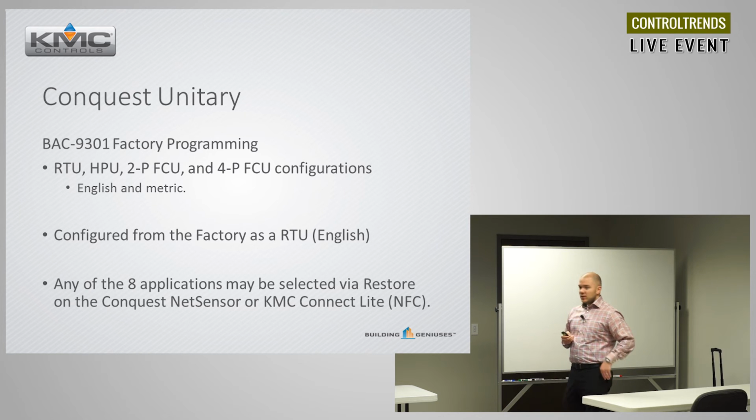So much like the VAV, we have multiple configurations stored in the controller all at once, selectable through that wall sensor. Rooftop, heat pump, 2 and 4 pipe fan coils for the non-pressure sensor model. If you get the model with pressure sensor, you get rooftop, heat pump, and the VAV applications.